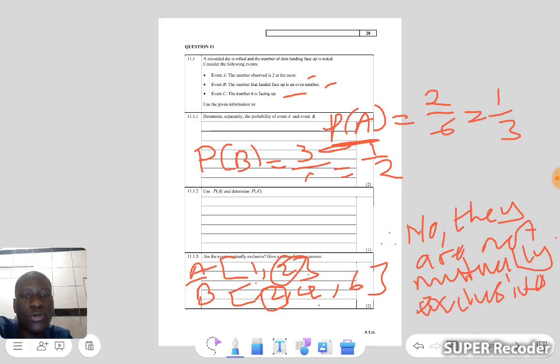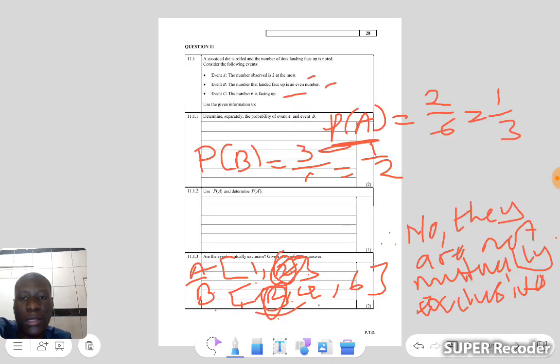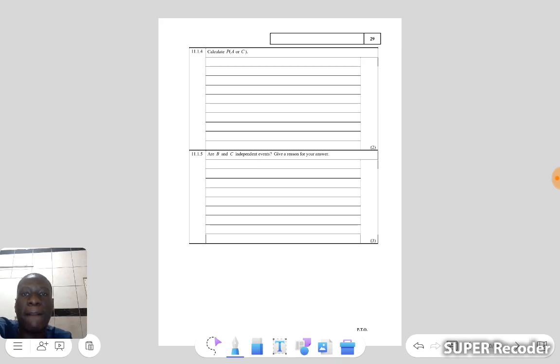Why? Because we have mentioned that there are 2 elements occurring in both A and B, but if there were no elements occurring in both, they would be mutually exclusive, right? I hope that is understood. Let's try to move. Yeah, we've answered that.